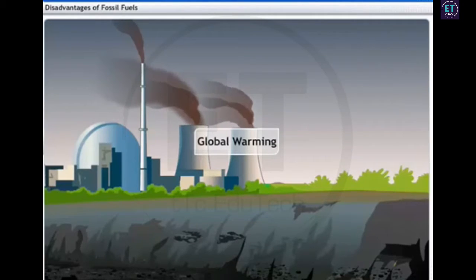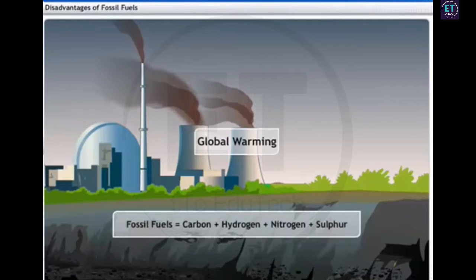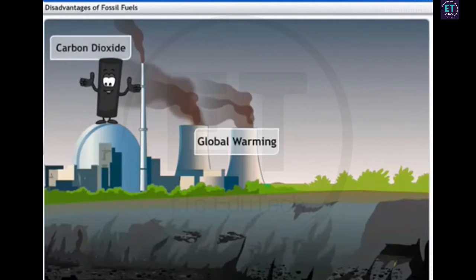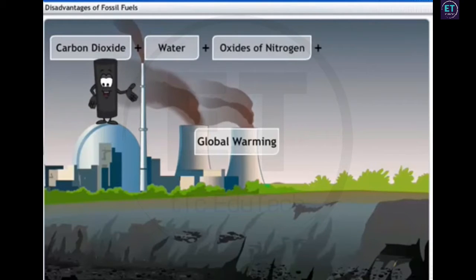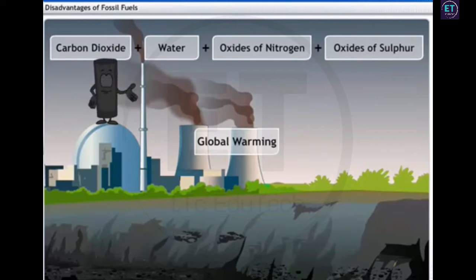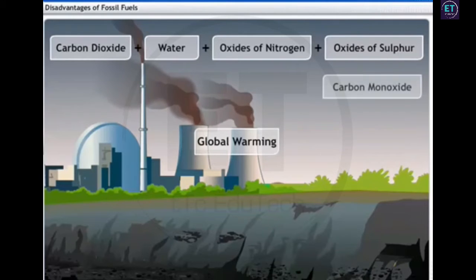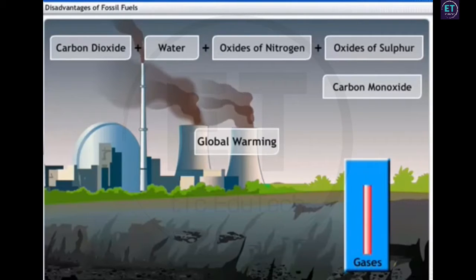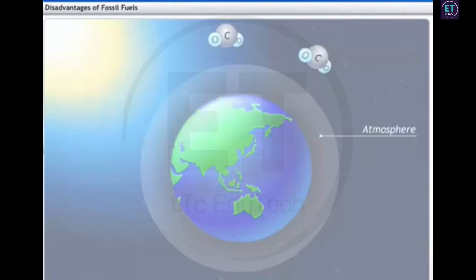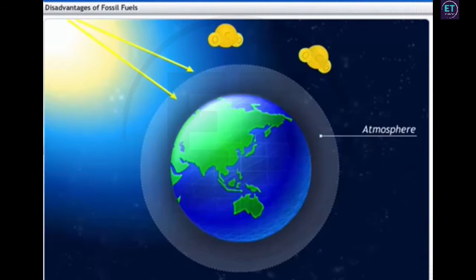However, fossil fuels also have some disadvantages. They contain carbon, hydrogen, nitrogen, and sulfur, which when burned create carbon dioxide, water, oxides of nitrogen, and oxides of sulfur. And when they are burnt with less oxygen, carbon monoxide is formed. A lot of these gases are poisonous at high concentrations. Also, carbon dioxide is a greenhouse gas, which contributes to global warming.